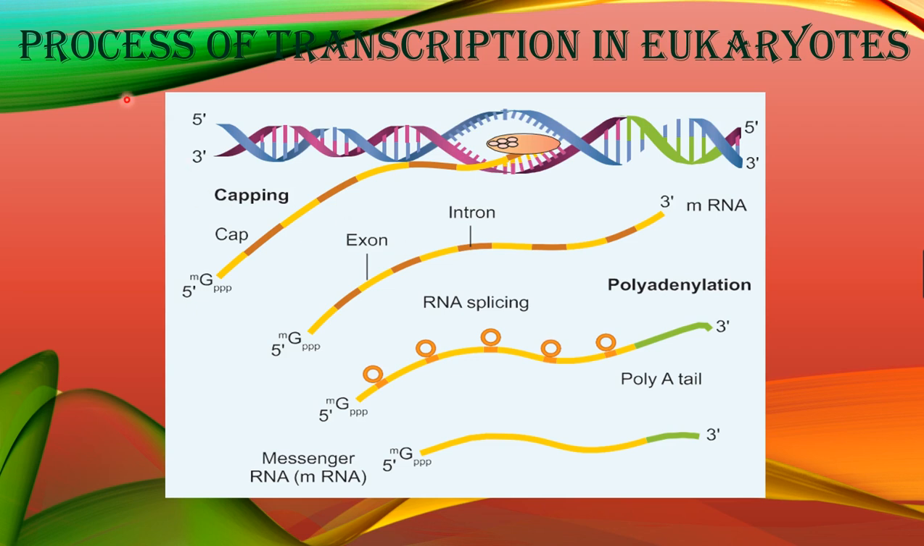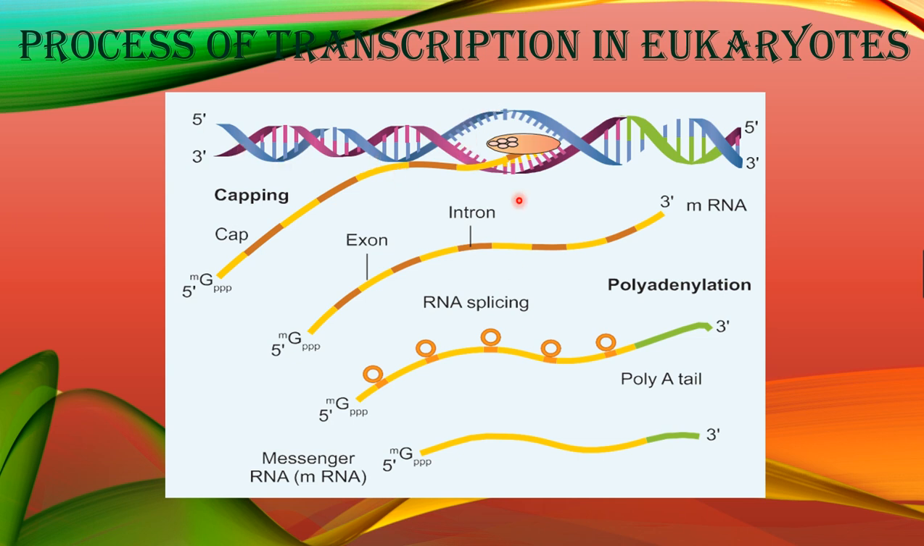Right now, we are going to see the process of transcription in eukaryotes. First, we have studied how transcription occurs in prokaryotes. Now, the transcription process in eukaryotes. Eukaryotes possess a well-defined nucleus, isn't it? So, in the diagrammatic picture of transcription in eukaryotes, you can see the DNA.